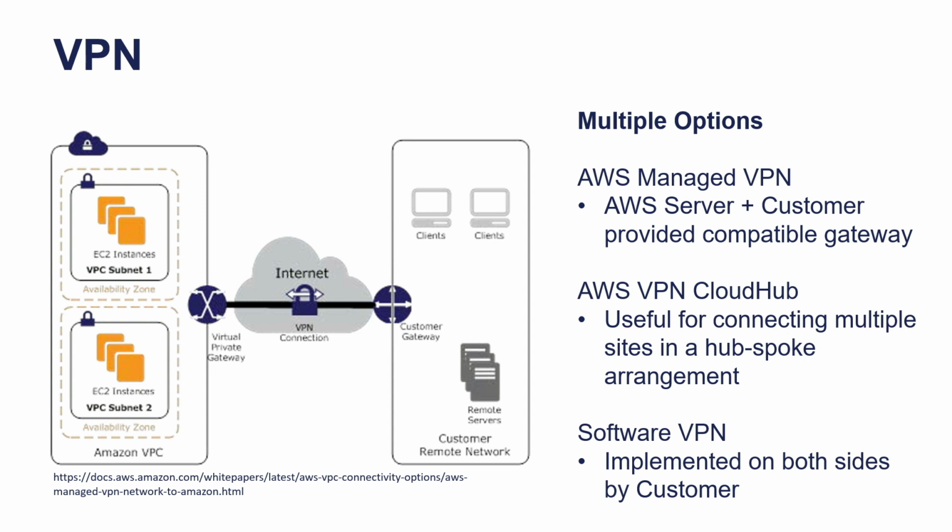So you can combine all of these options. There's also the Cloud Hub, where you can have multiple locations of your own premises environment connect to a single point on your AWS environment, as opposed to having multiple one-to-one connections. And again, it depends on your needs, your budget, and your requirements.